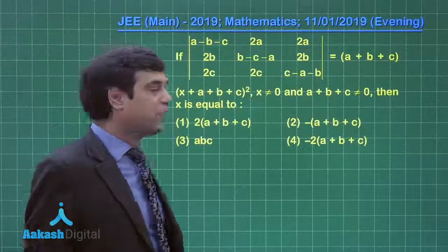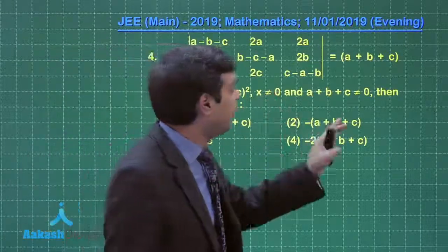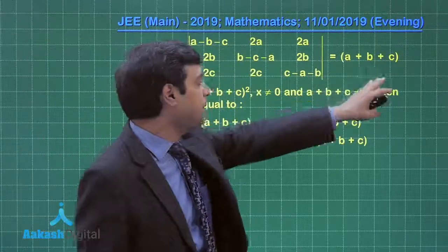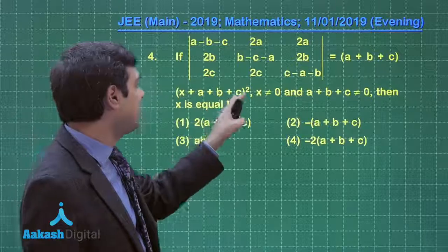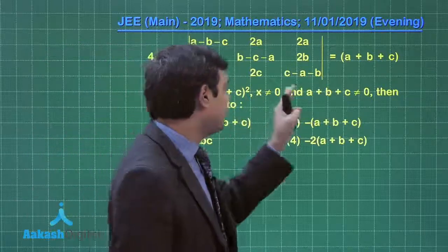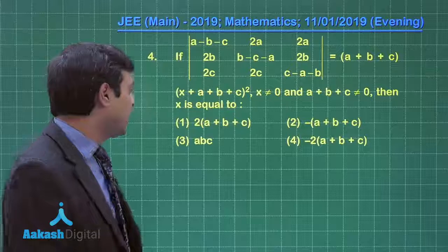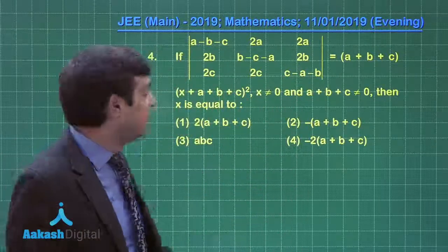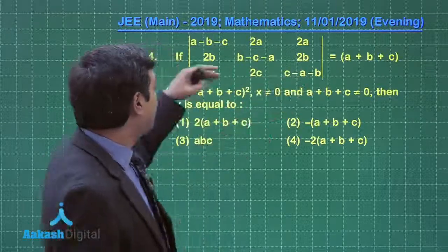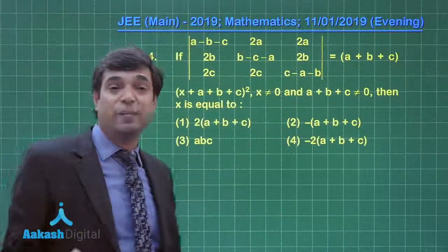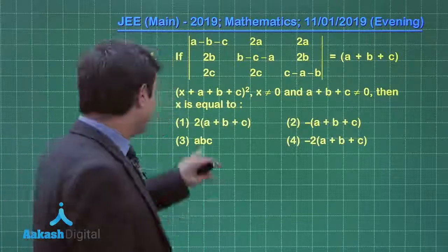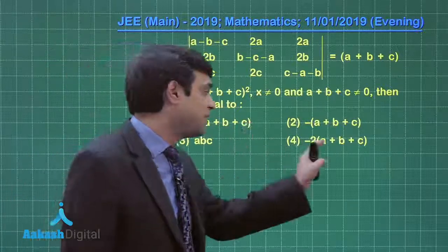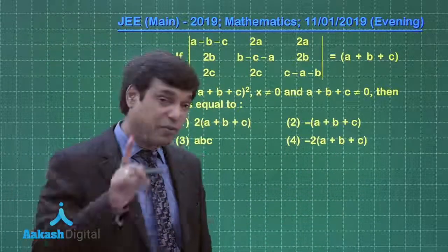Let's move on to the next question, that is question number 4, a question from determinants. It says if this determinant is equal to (a plus b plus c) into (x plus a plus b plus c) whole square, x is not equal to 0, a plus b plus c not equal to 0, then x equals. If you remember, this is a well known question also available in your NCERT. When you see it, you can apply certain operations, it will end up as (a plus b plus c) whole cube. It is given x is not 0, so obviously x can be taken as negative of 2 times (a plus b plus c), and that would be the result if you remember.